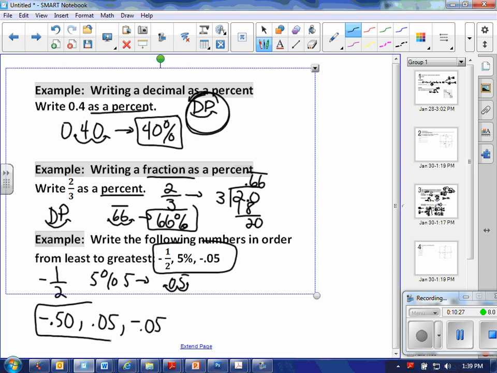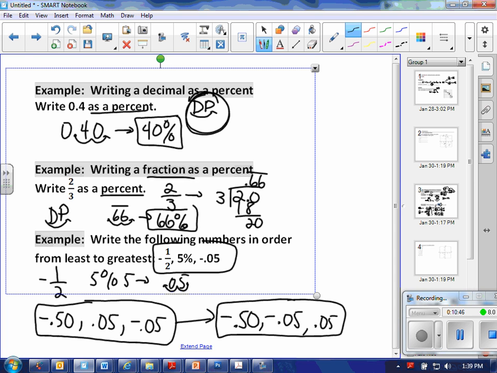So if I ordered from least to greatest, the lowest or the most negative would be negative 0.50. The next one would be the next negative number, which is negative 0.05. And the last one would be positive 0.05. Those would be the correct numbers from least to greatest.